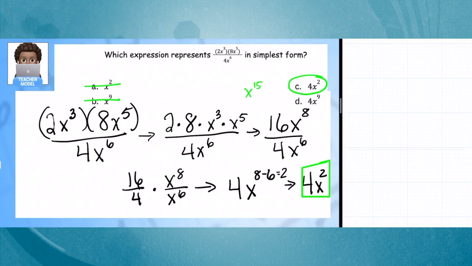But remember, if they're expanding out, so I have x times x times x times, and then I have to do 5 more of them. 1, 2, 3, 4, 5. I have 8 altogether. So I'm not multiplying them, I'm adding them. So if someone had done x to the 15th, and then they had x to the 6th, then they would have subtracted and gotten x to the 9th. So that is the error, and that is our distractor.